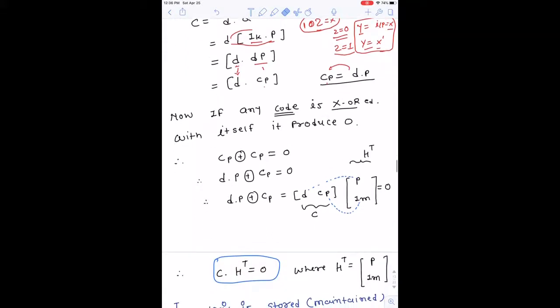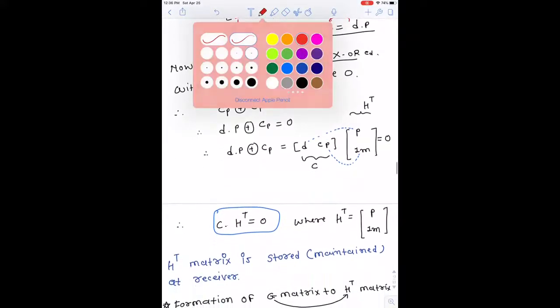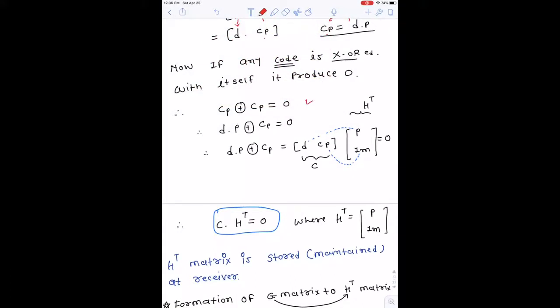Now, the interesting part over here: if I XOR the CP with the CP, then it would be a 0. It means the code XORed with itself would produce a 0. But CP is basically DP. So DP XORed with CP would produce a 0. I replace the CP with DP in the first part, and the second part remains as it is.